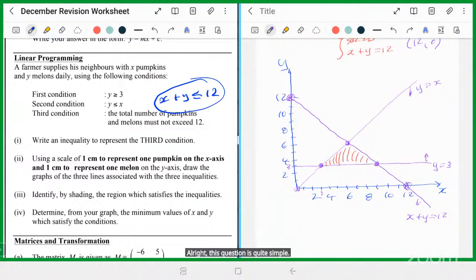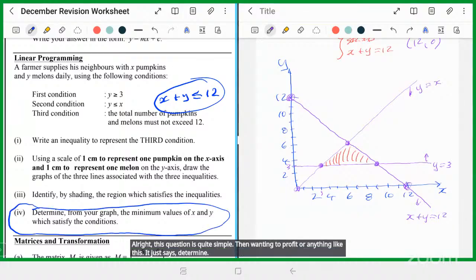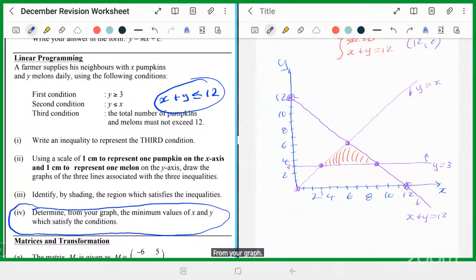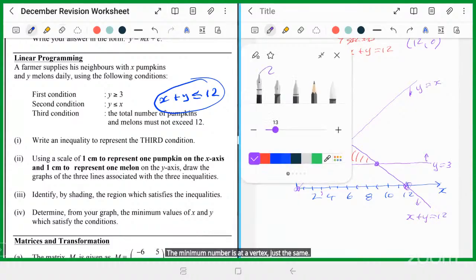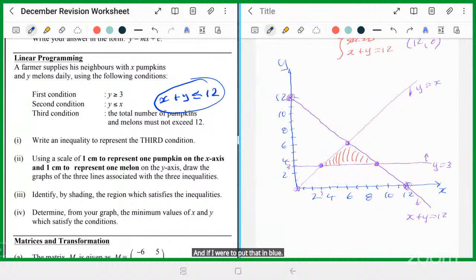They don't want any profit or anything like this. It just says determine from your graph the minimum number of x and y which satisfy the conditions. And the minimum number is at a vertex, just the same. And if I were to put it on in blue or black, this vertex right here is at the minimum number of x and y value that satisfy the condition. That's a 0.33 right there.